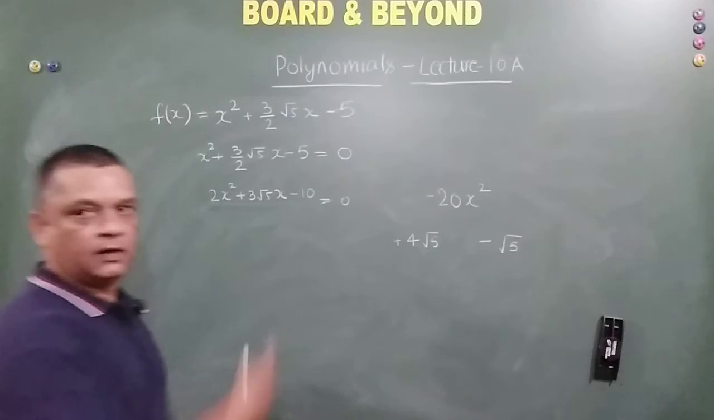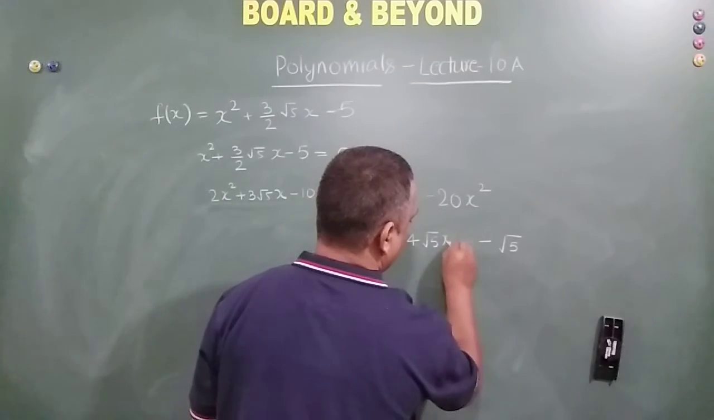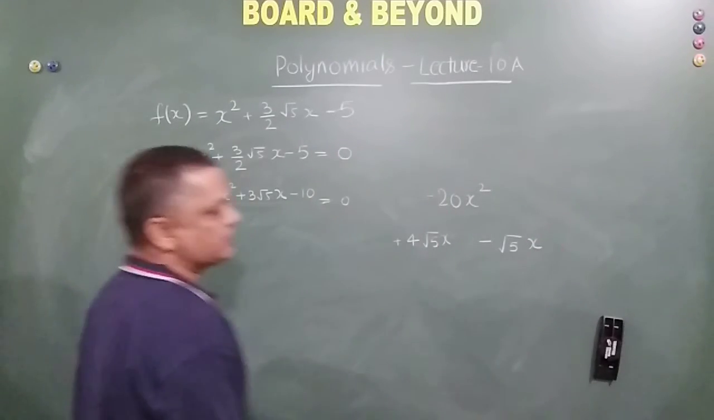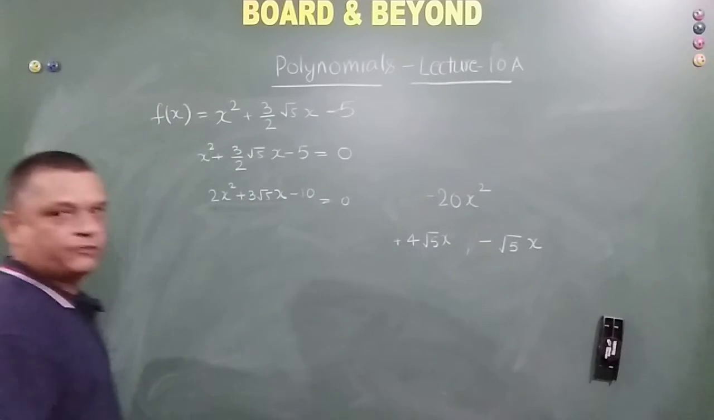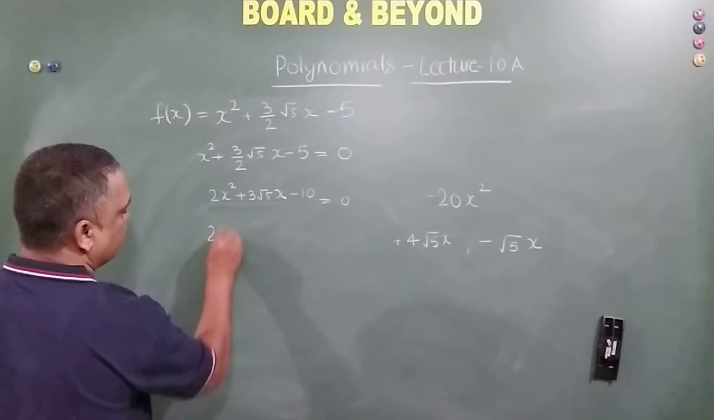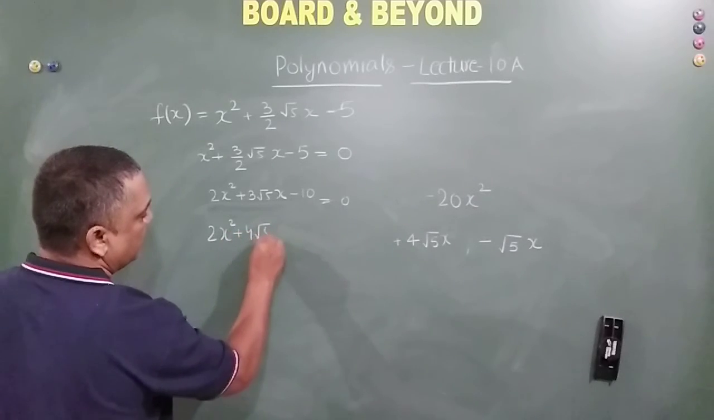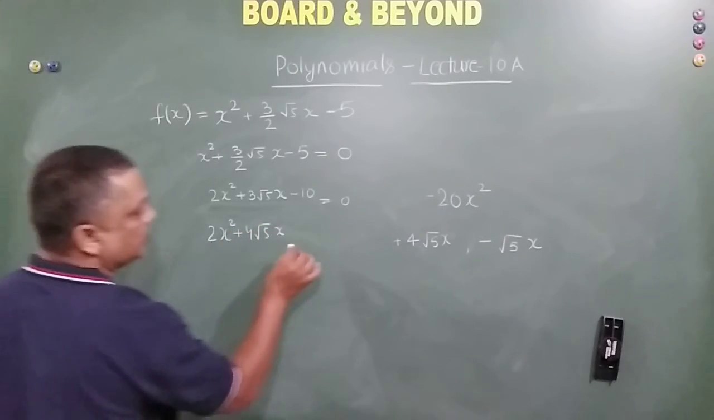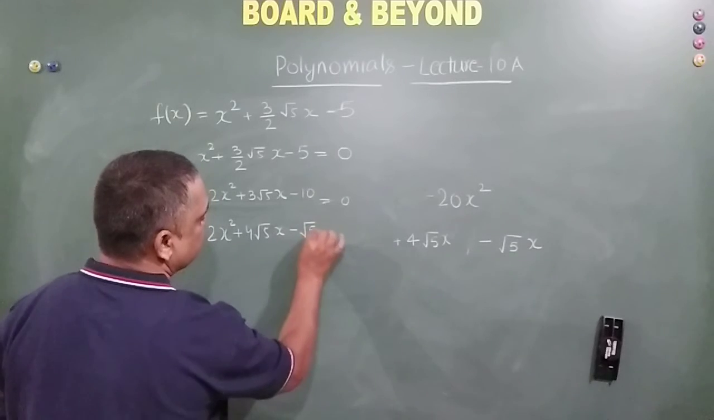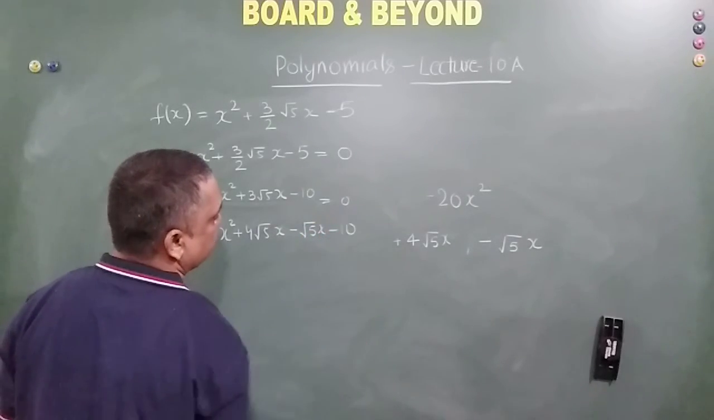Are you all able to understand? So this is how we have factorized. These are the two terms now for me, right? So 2x square plus 4 root 5x minus root 5x minus 10.